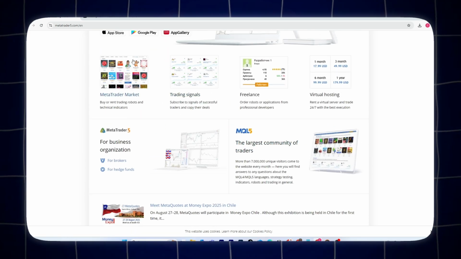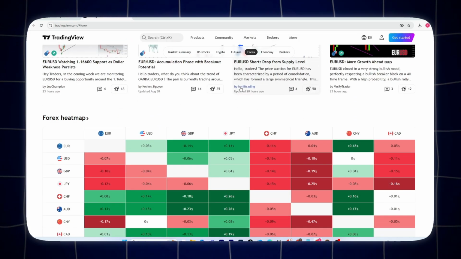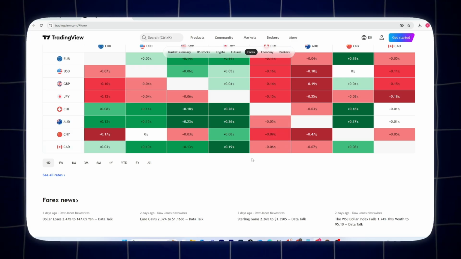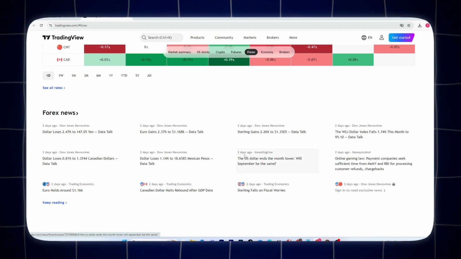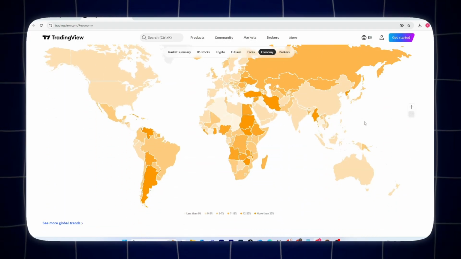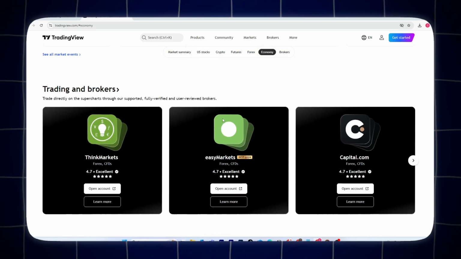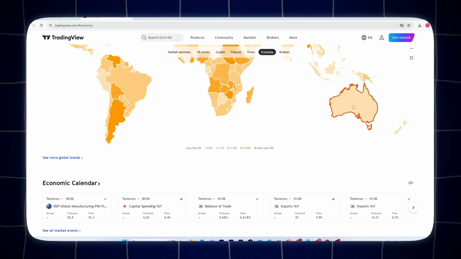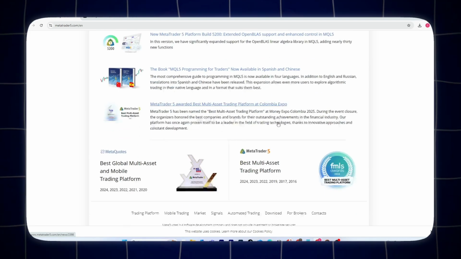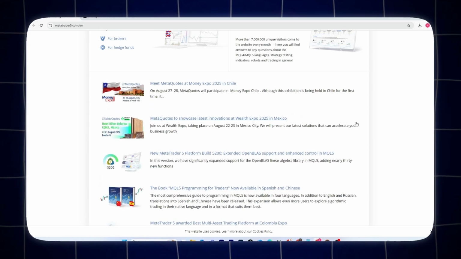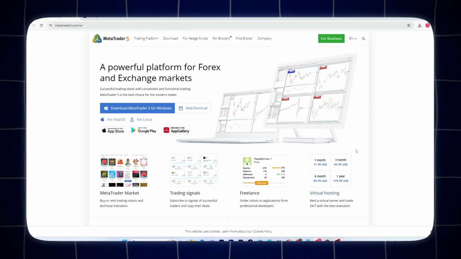When it comes to features and community, TradingView shines with its massive indicator library, customizable charts, and the social aspect. You can publish your own ideas, follow other traders, and even test out strategies with the replay feature. MT5 doesn't really have that social side. It's more private and broker-focused, but it's built for speed, execution, and serious market depth.